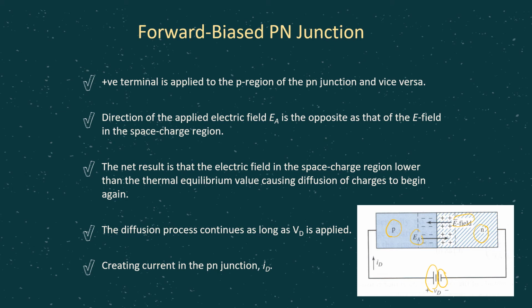In this case, the diffusion process, remember, electric field is kind of a force to stop the diffusion process. Now since the electric field becomes reduced, the diffusion process may occur, as long as we apply the voltage here. Since diffusion happens, there will be movement of carriers, movement of electrons and holes across the depletion region. Obviously there will be current in our PN junction.